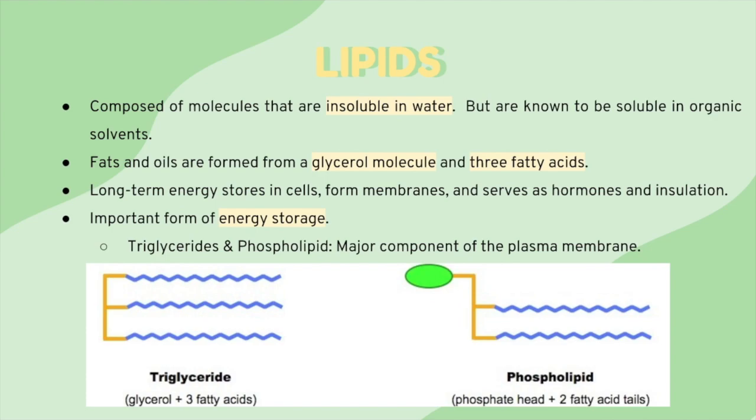energy storage such as triglycerides, a major component of the plasma membrane surrounding the plant cell as is the case with phospholipids, and a crucial factor in cell signaling through steroid hormones.